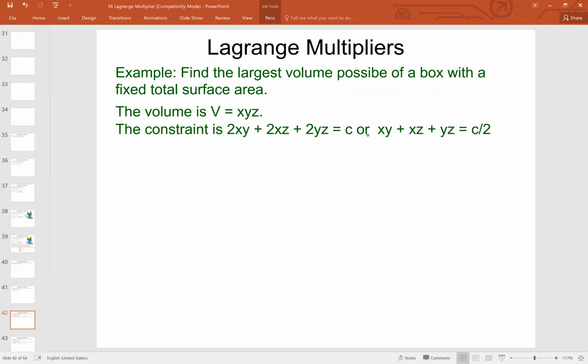Here's a word problem, and we find the largest volume possible with a fixed amount of surface area. Well, the surface area is the constraint. The formula we want to maximize is x times y times z, the volume. So this is the surface area, and we're given a fixed constant.